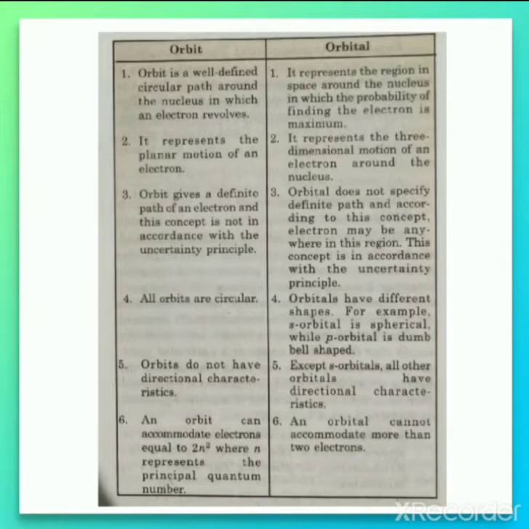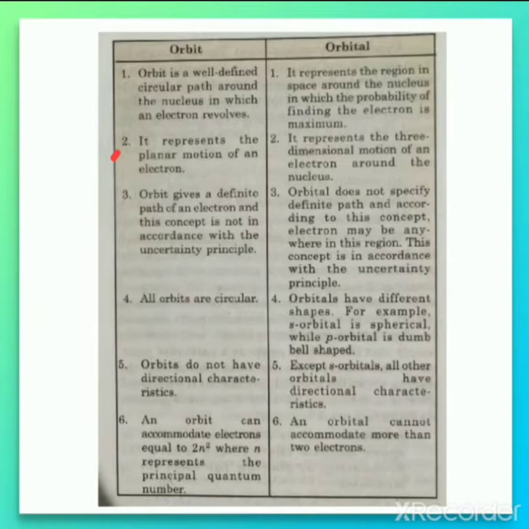Orbit represents the planar motion of an electron. That is the second point. Orbital represents the three-dimensional motion of an electron around the nucleus. That means the orbit represents a planar motion of the electron, but the other one represents three-dimensional motion of the electron, which is not easy to identify or to draw on paper because it is three-dimensional.